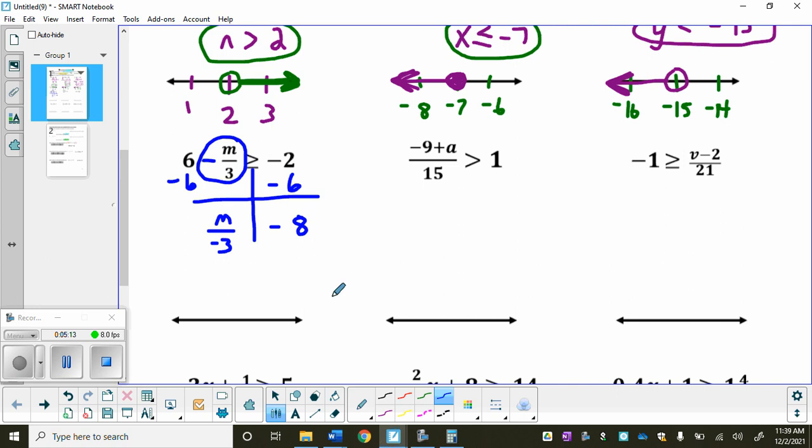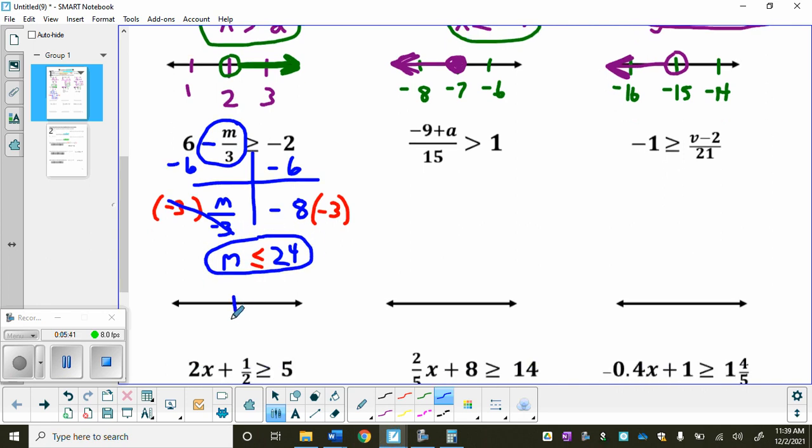Now on this side, if you have 2 negatives and 6 more negatives, you have 8 negatives. Okay. Now when we have a denominator, we multiply both sides by that denominator, and this time we do have a negative number, so we do need to flip. This symbol was a greater than or equal to, so now it's a less than or equal to. Okay? All right, now I'm going to cancel this out, and m is over here. And a negative times a negative is positive 24. So we flipped the symbol because we had a negative denominator.